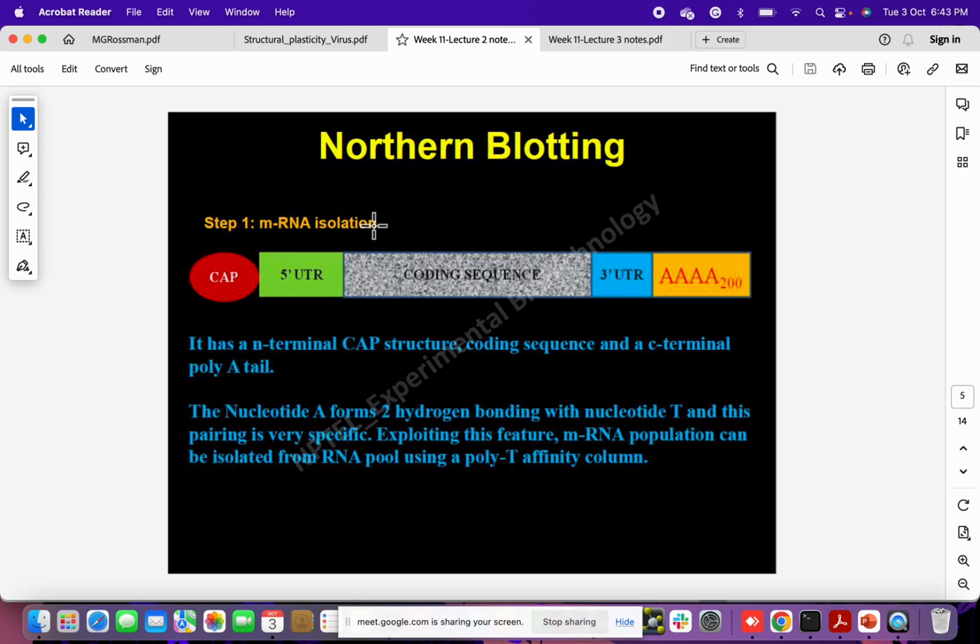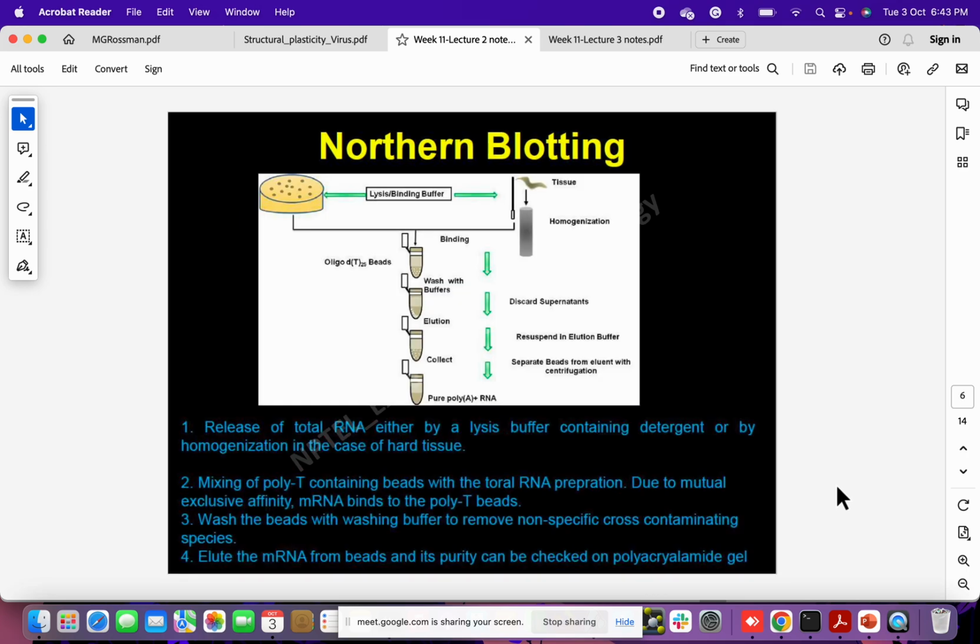Northern blotting, step 1: at first you have to isolate mRNA. So this is the 5' UTR, coding sequence, 3' UTR, and poly A tail. It has an N-terminal cap structure, coding sequence, and then a C-terminal poly A tail. The nucleotide A forms 2 hydrogen bonds with nucleotide T, and this pairing is very specific. Exploiting this feature, the mRNA population can be isolated from the RNA pool using a poly T affinity column.